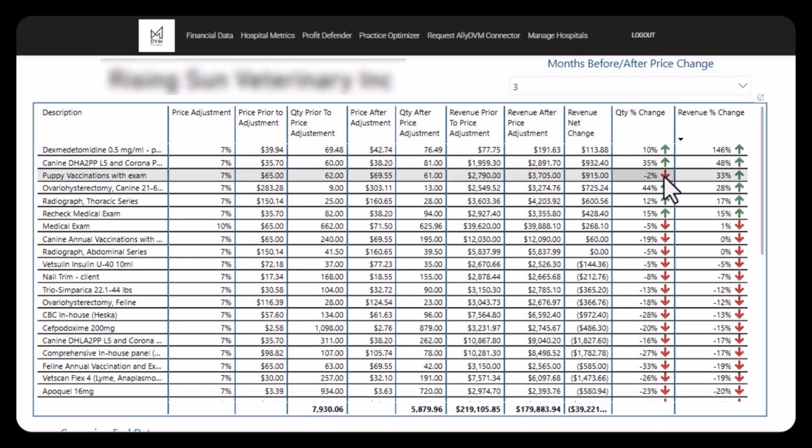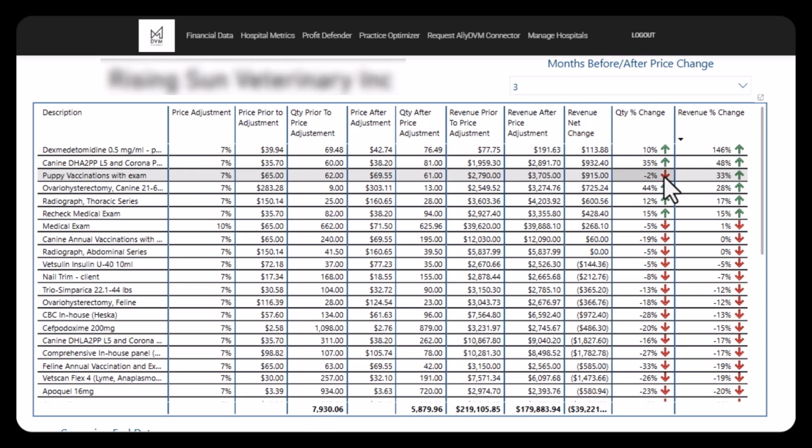This one, they moved up their puppy vaccines with exam by 7%, and they saw about a 2% decrease in quantity 3 months after the price increase as compared to 3 months before. So I'm going to look at that and ask, okay, did we just see fewer puppies? What happened there? Did clients start rejecting that because it's too expensive? Did I push the price too far?